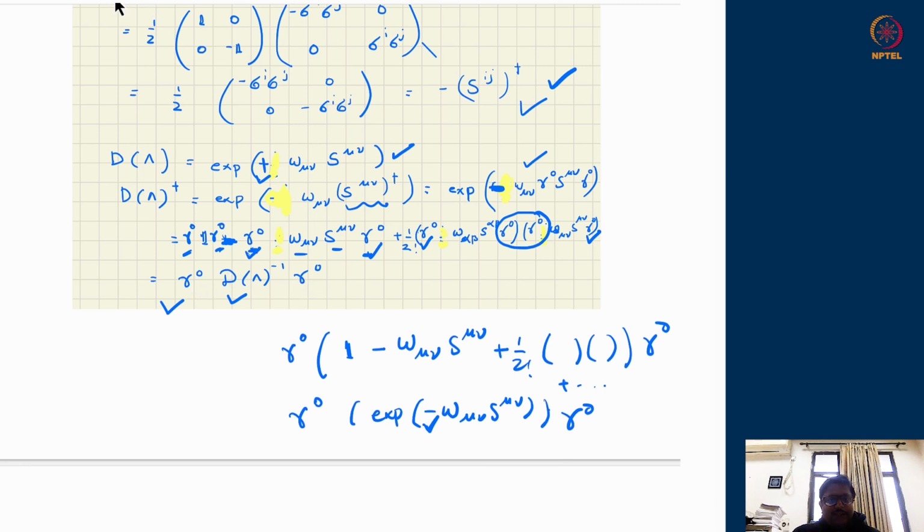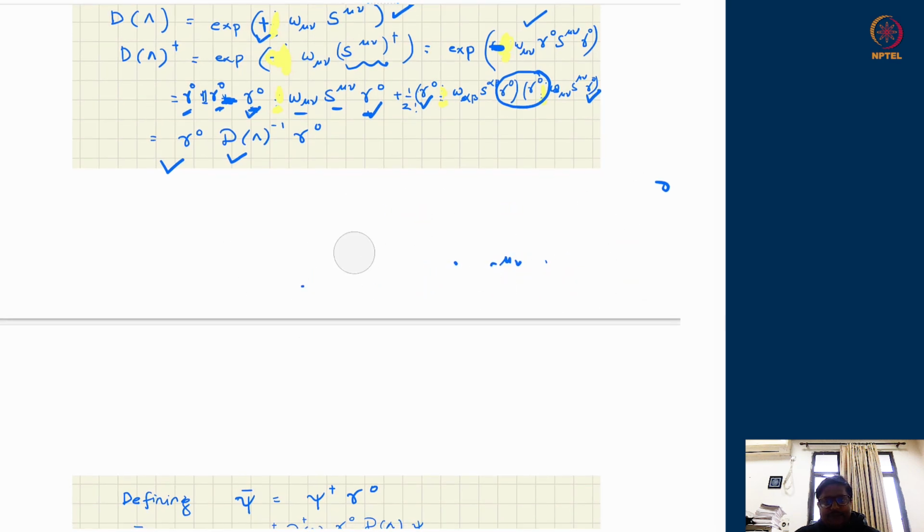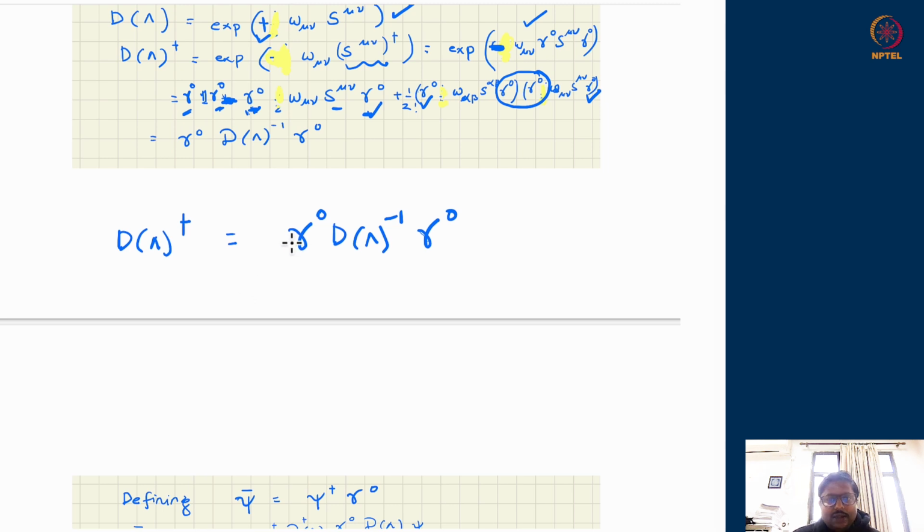So therefore, the identity which we have landed up with is this: d lambda dagger is not d lambda inverse. Had it been a unitary transformation, then it would have been true. But all the Lorentz transformations are not unitary transformations. So therefore, the gamma naught extra multiplication you have to live with. Only if it were rotations only, then the dagger would have been equal to the inverse of the transformation. But since it involves boosts as well, which are not unitary transformations, therefore a gamma naught extra has come about.